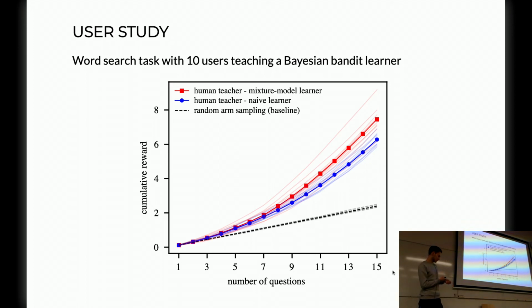And we used the mixture model and the naive learner as the baseline, and we saw that we get slightly better performance usually with the mixture model learner. So the system is trying to model the user as intentionally teaching it. But I wouldn't draw too many conclusions from this. It was quite a small and simple experiment.